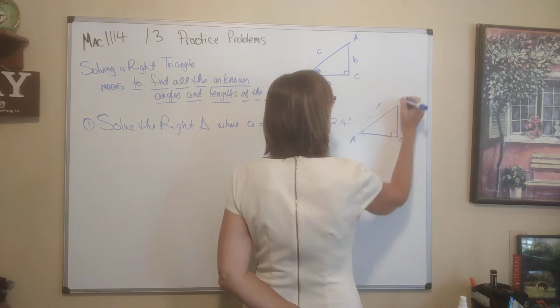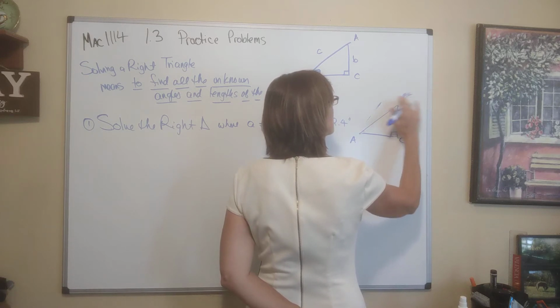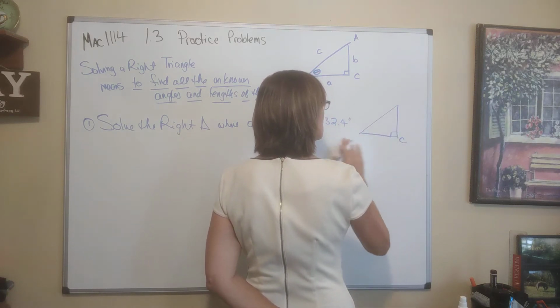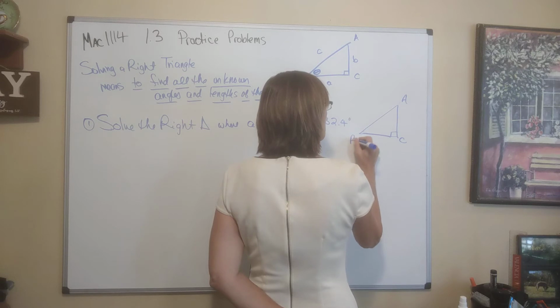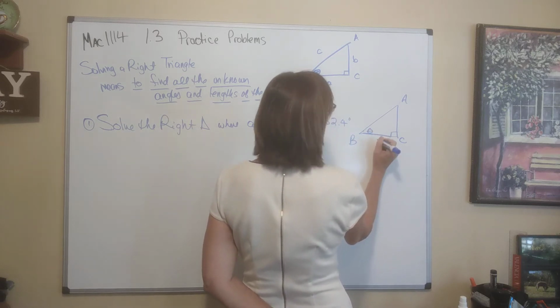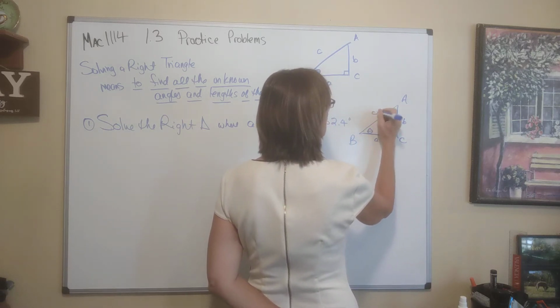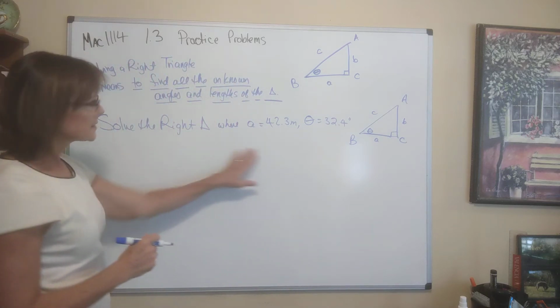C, A. Oh, I wrote it in the wrong place. So I'm going to try to be consistent here. A, B, what do I call it? This is theta, this is little a, this is little b, this is little c. Okay. So, let's see. Let's label what we can.